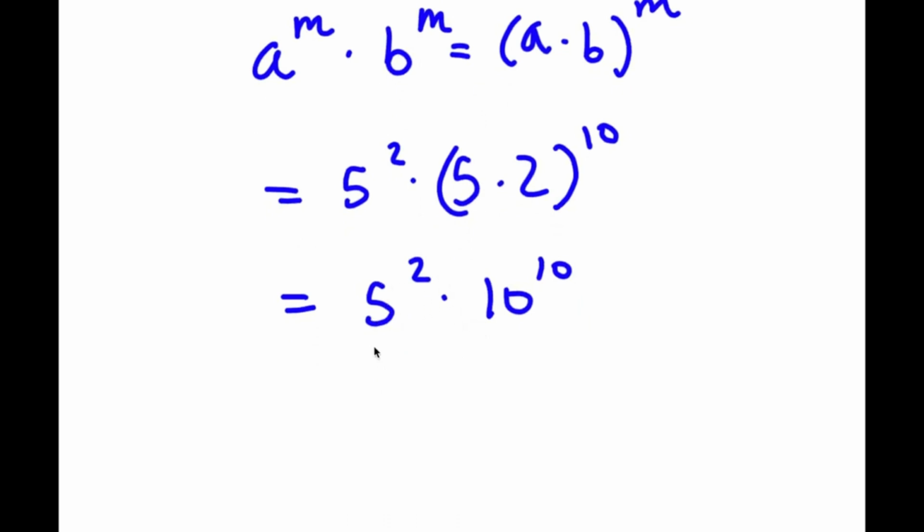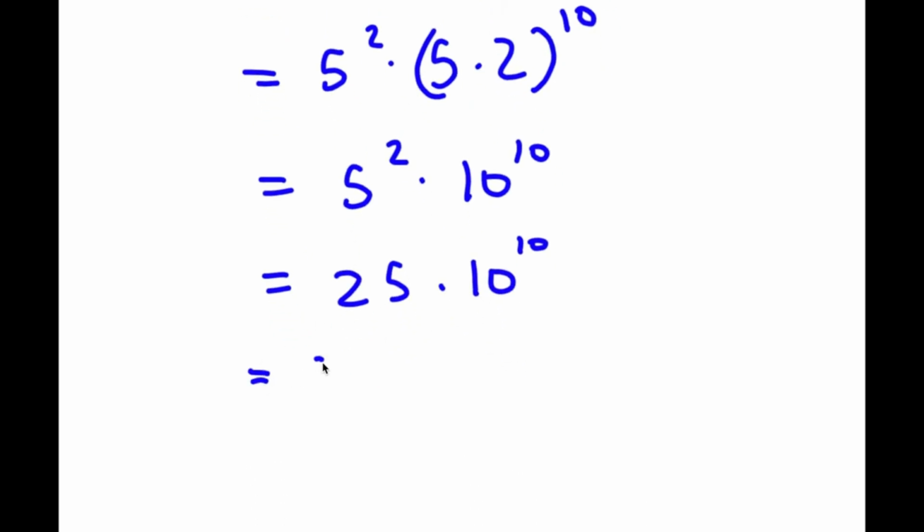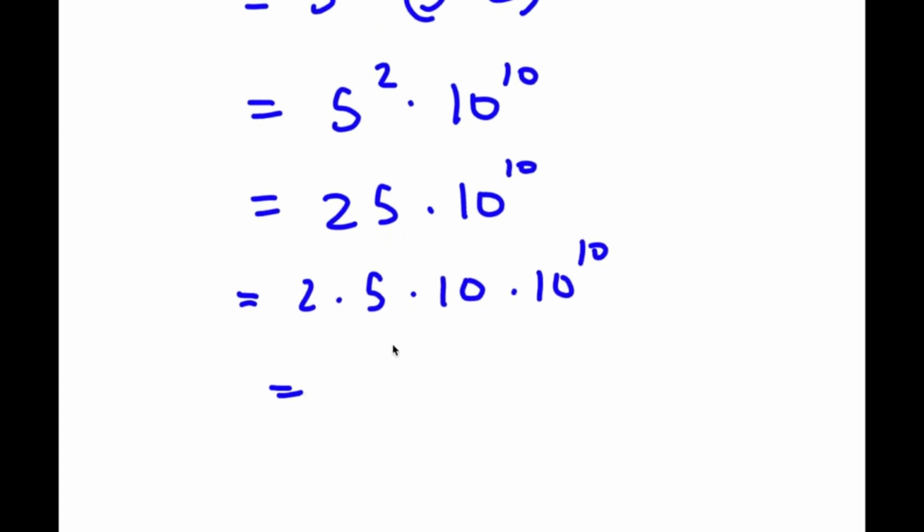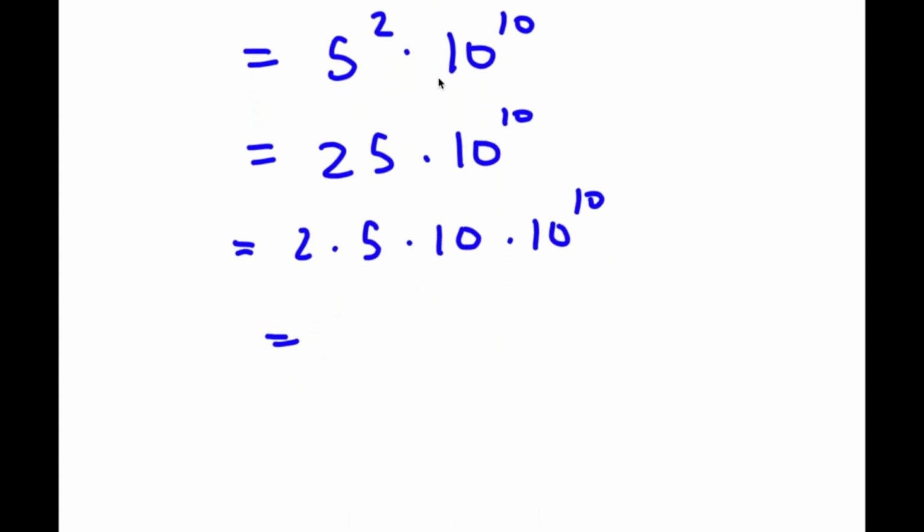Now, 5 to the power of 2, that's equal to 25. So now I have 25 times 10 to the power of 10. And 25, that's the same thing as 2.5 times 10. So I have 2.5 times 10 times 10 to the power of 10. And 10 times 10 to the power of 10.